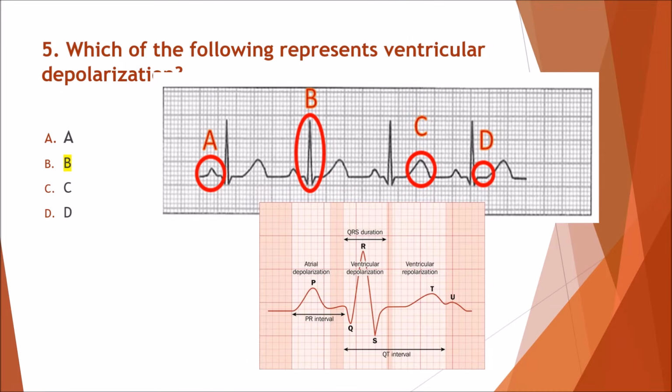Right, and in this case, the answer is B, ventricular depolarization. And depolarization is the same as contraction, right? And where do we see that contraction, that systole? Well, that's going to be on the big QRS complex, which in this case is letter B.